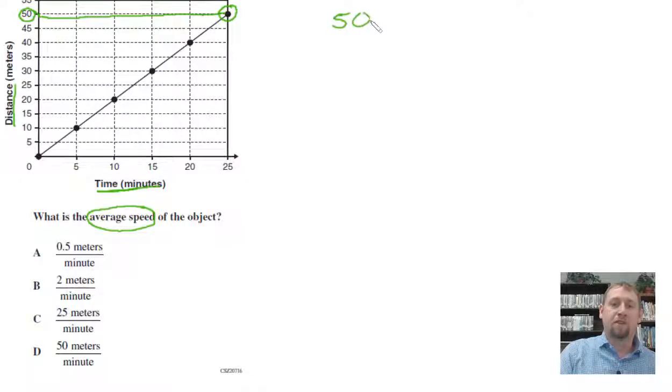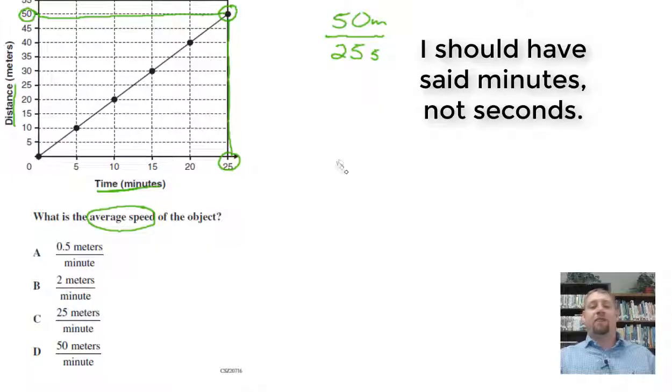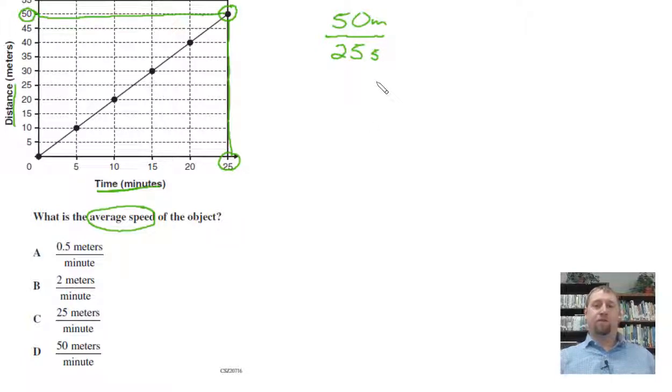I'll write that down. And it has taken the object 25 seconds to move that 50 meters. So in other words, this object moved 50 meters in 25 seconds. So how do I convert that to something that looks more like an answer over here? And we have to reduce that fraction.